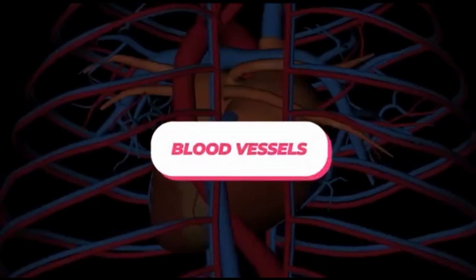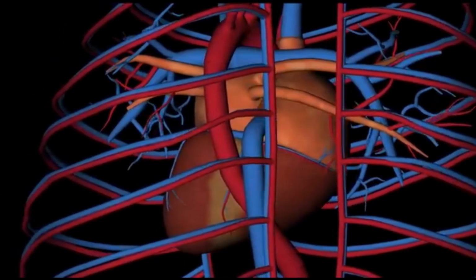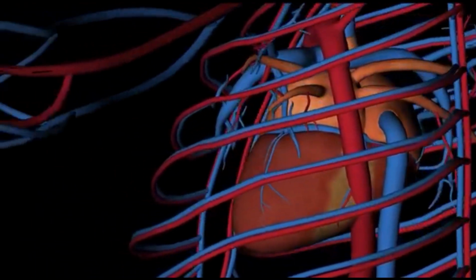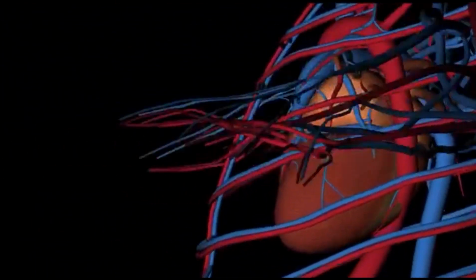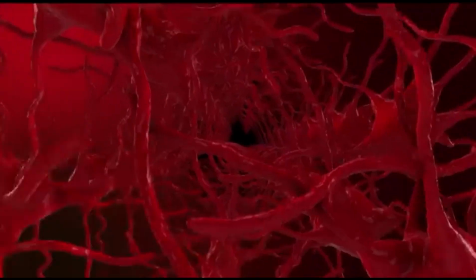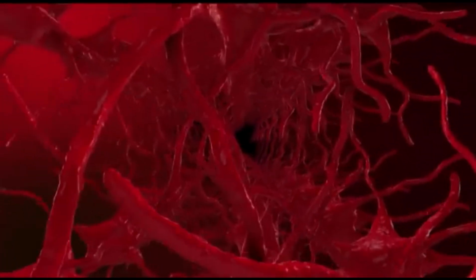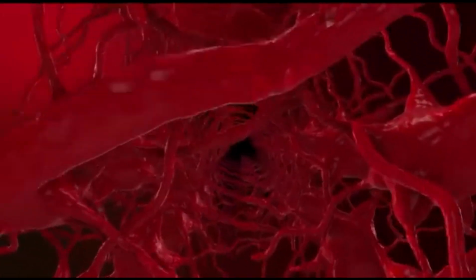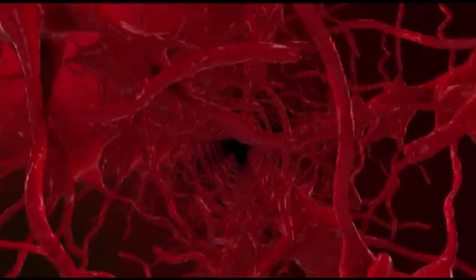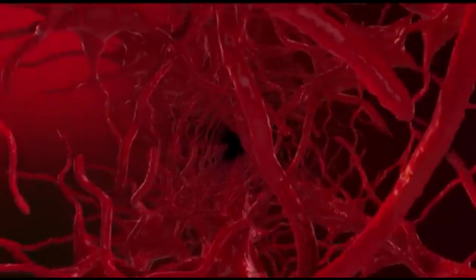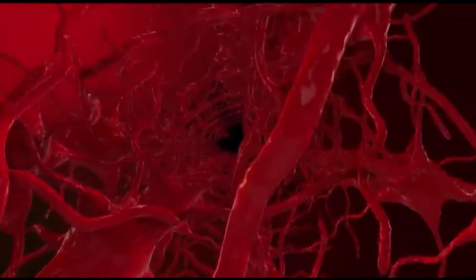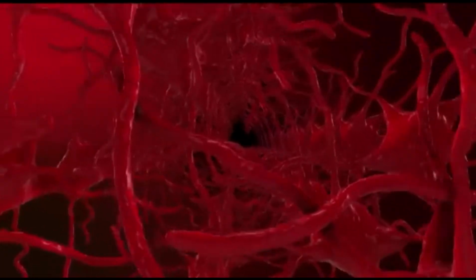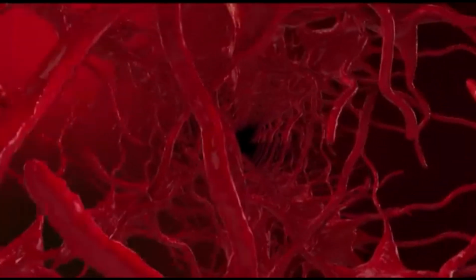Blood vessels. The blood vessels are tubes that carry blood throughout the body. There are 3 types of blood vessels: arteries, veins, and capillaries. Arteries are blood vessels that carry oxygenated blood away from the heart to the body's cells. They have thick walls and are able to withstand the high pressure of the blood being pumped from the heart. The aorta is the main artery of the body, and it branches off into smaller arteries that carry blood to the head, arms, legs, and other parts of the body.